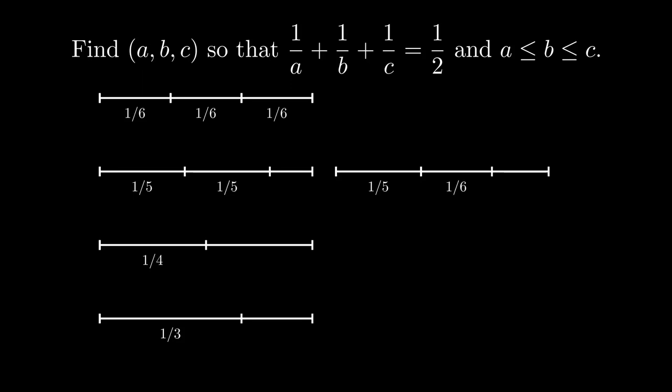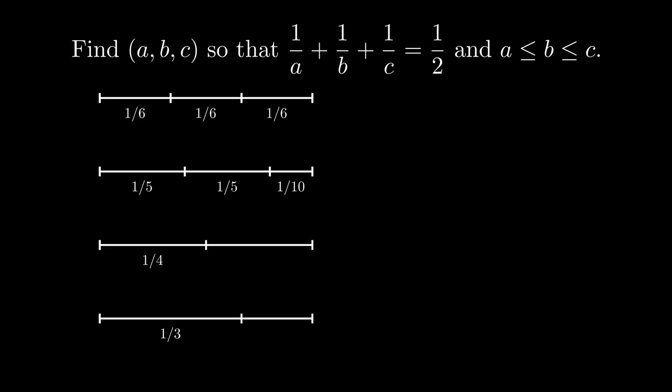Now when A equals 5 and B equals 5, C equals 10, and we're done. A fifth plus a fifth plus a tenth, that's a half. What about the situation where B equals 6? Well, in that case, A equals 5, B equals 6, the leftover is 2/15, and we can't write 2/15 as 1 over an integer. So we can just throw out that possibility.